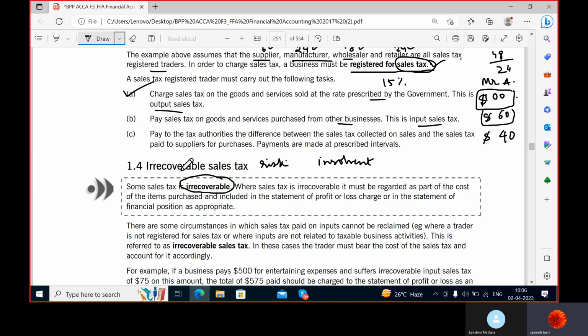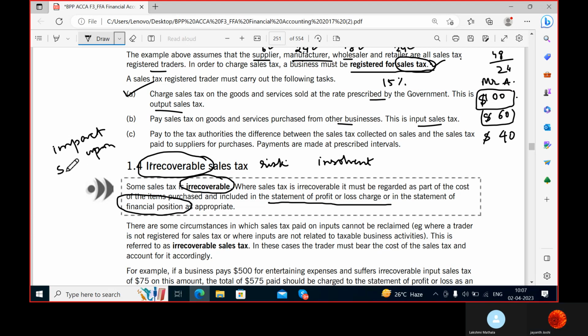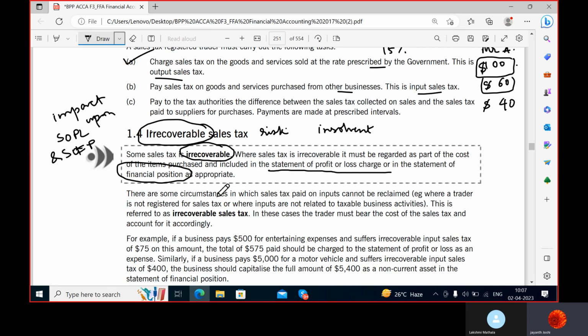So basically, in the initial pages, we have seen that sales tax doesn't have any effect upon the statement of profit and loss. But if it is irrecoverable, definitely it is going to have an effect upon the statement of profit and loss and ultimately upon financial position. So whenever sales tax is irrecoverable, it has an impact upon SOPL and SOFP. Okay. So we will check those circumstances.